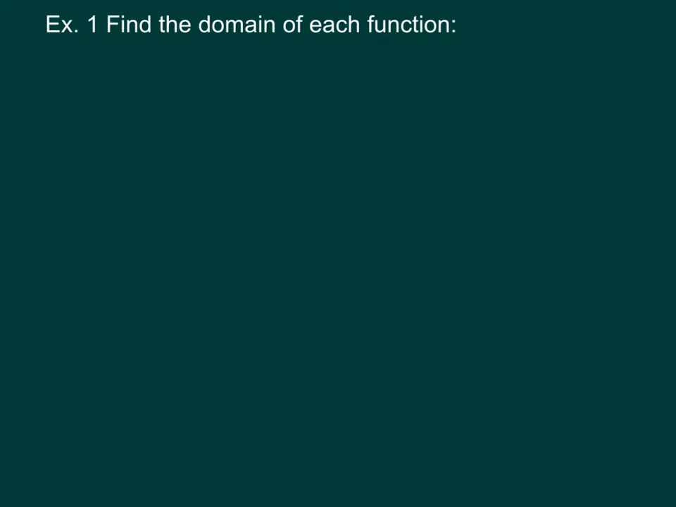Okay, example 1, we're going to find the domain of each function. And remember the two things we're looking for. We're trying to keep our function to be a real number. So the two things we look for are division by 0 and square roots. If we don't see those, it's going to be negative infinity, positive infinity.